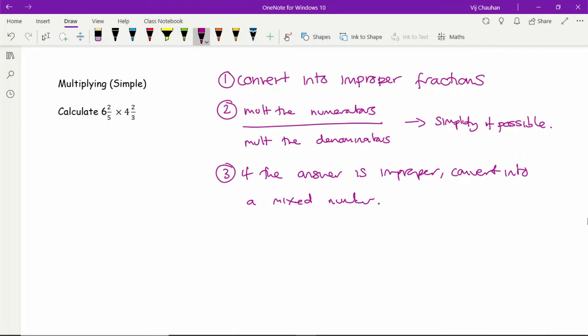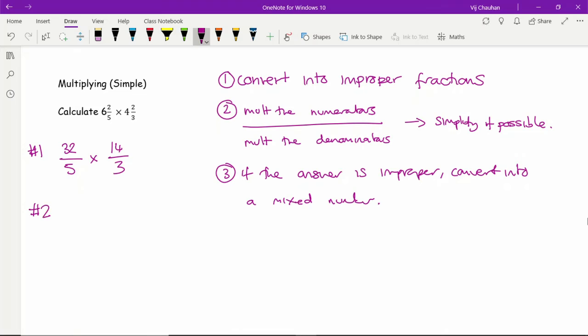So following the 3 steps, let's do the first one. You can see here that we've got 2 mixed numbers. So the first thing we want to do is convert both of these into improper fractions. So I've got 6 times 5, which is 30, plus 2, which is 32, and that's over 5, times 4 times 3, which is 12, plus 2, which is 14, and that's over 3.